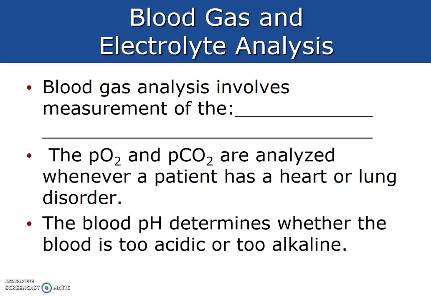All these analytes must be closely monitored in emergency care situations, critical care units, and cardiac intensive units, and it also allows immediate patient diagnosis and treatment. The PCO2 and PO2, again, are analyzed with patients that have heart or lung disorders. So it is essential that we keep a close eye on the blood gas analytes of these patients.